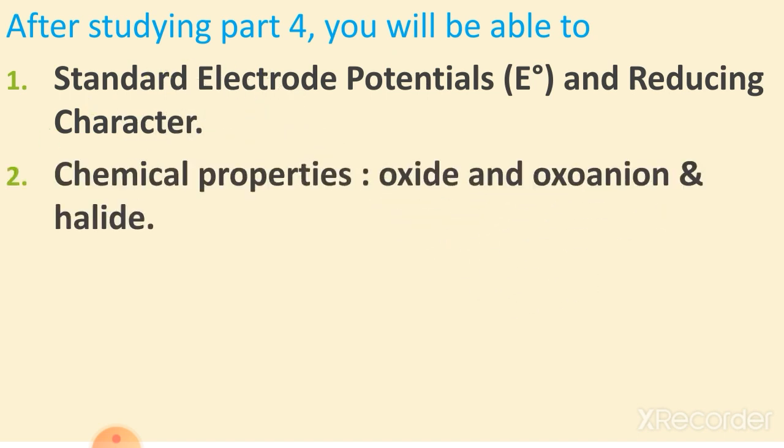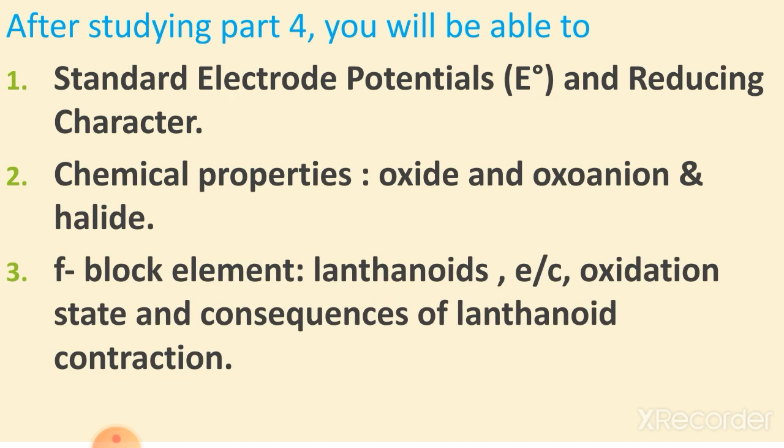Then we will be able to know chemical properties, that is formation of oxides and oxo ions, and also formation of halides and some of their properties. Then I also told you that f block elements contain lanthanoids and actinoids, but for the 2021 board examinations, actinoids are removed from your syllabus. So you only have to learn about lanthanoids. In lanthanoids, you have to know about electronic configuration, oxidation state, and consequences of lanthanoid contraction.